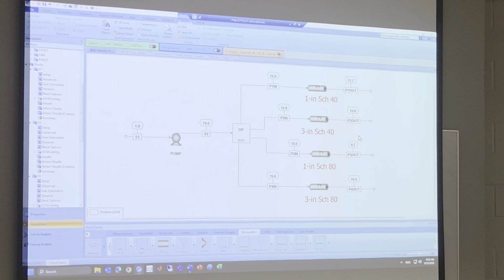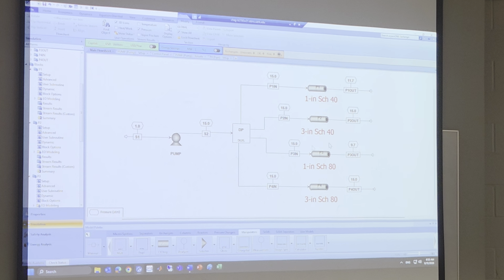What's going on? Why? You didn't ask me the question. Jared! Yeah, since it's schedule 80, the interior diameter is smaller. Wonderfully. And as I said, schedule 80, inside diameter is smaller than schedule 40.